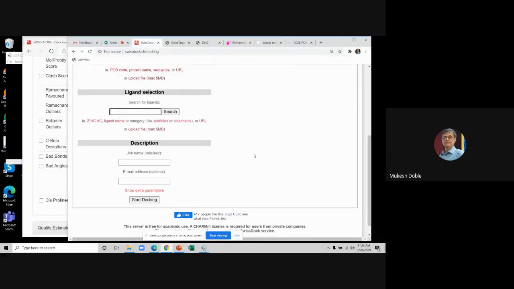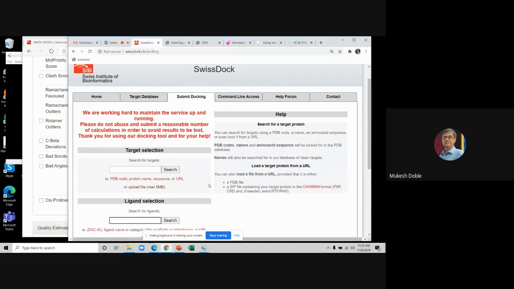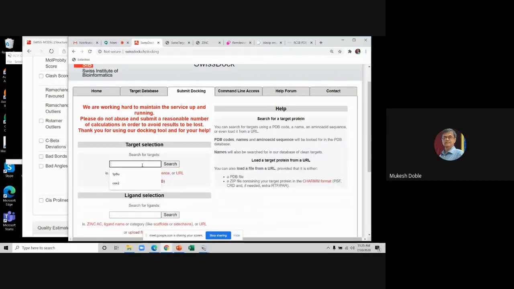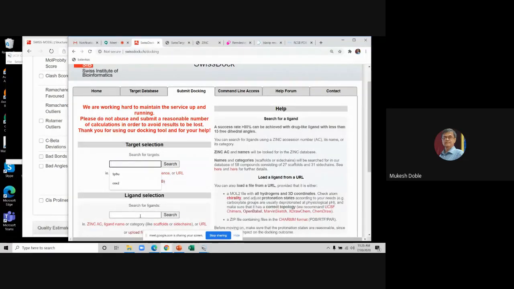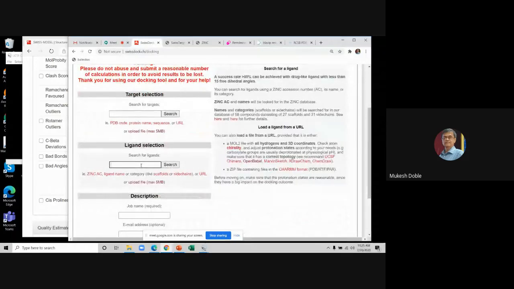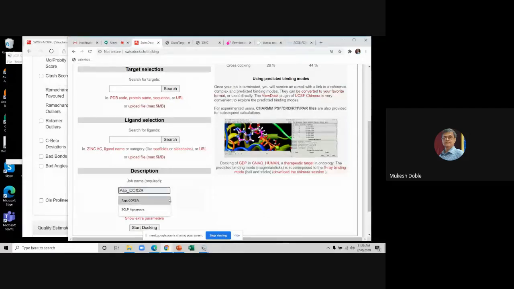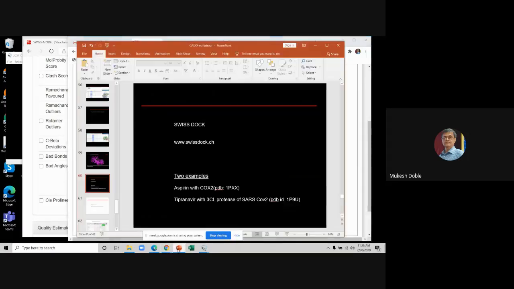Yeah, SwissDock is this program. As you can see here, we give the target, that is the protein, and then here we give the ligand, that's your drug or lead molecule, and then here we give a job name, and then here we give our email ID, so the results will come to us. Okay, so let's run some examples.